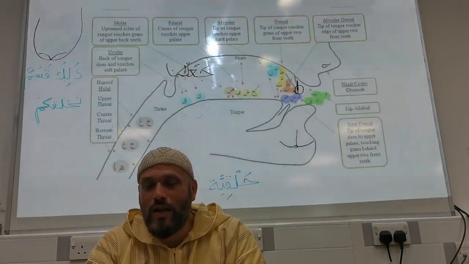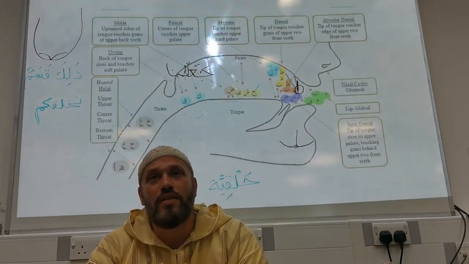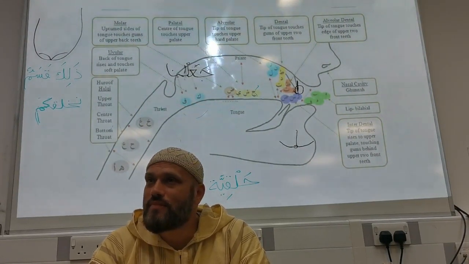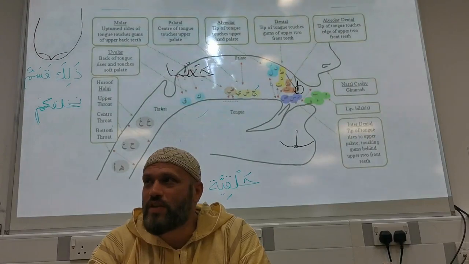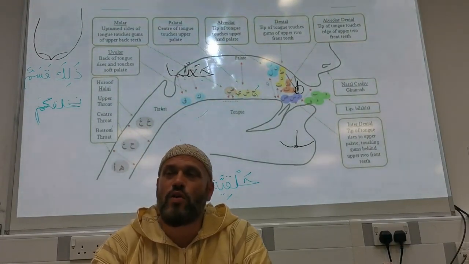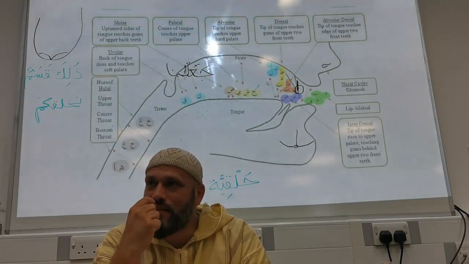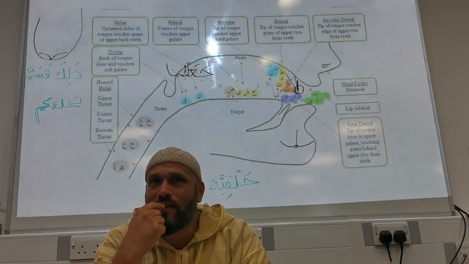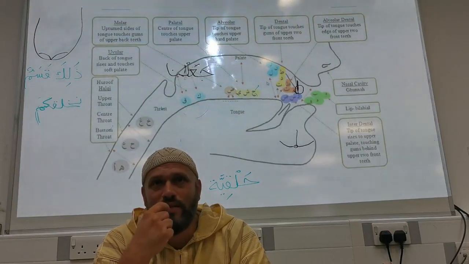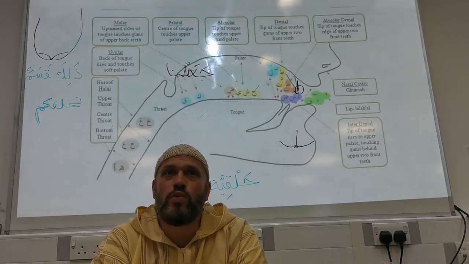Now the noon, alhamdulillah, is the tip of the tongue touching the gums of the two top teeth. Khalas. That's the tip of the tongue. Do we agree? Yes. So for na, you're going to put the exact tip of your tongue in the center behind the two front teeth, where the two front teeth go into your gums. Noon.